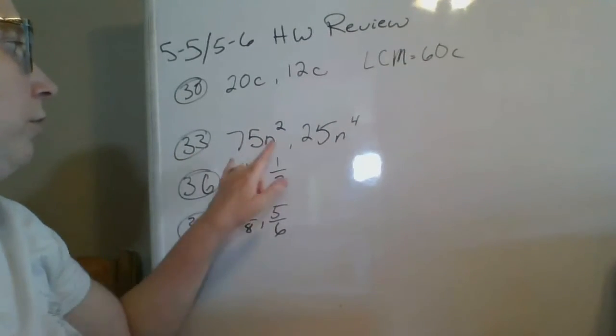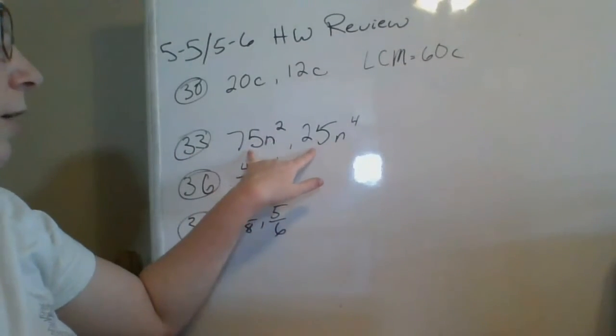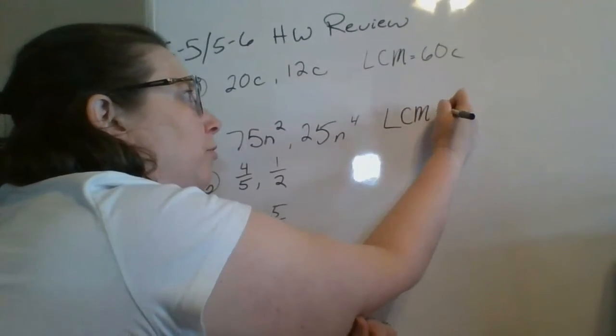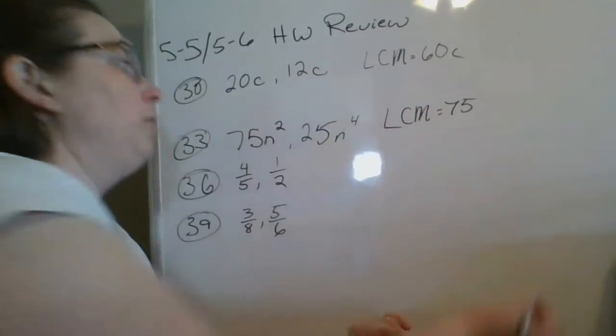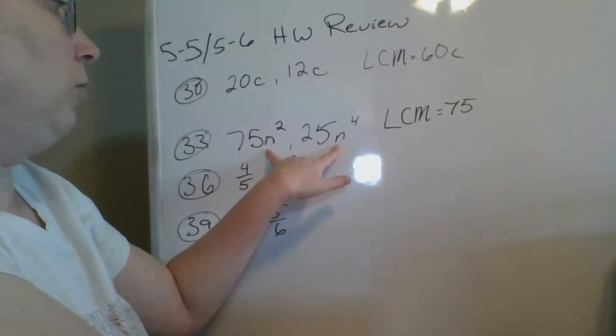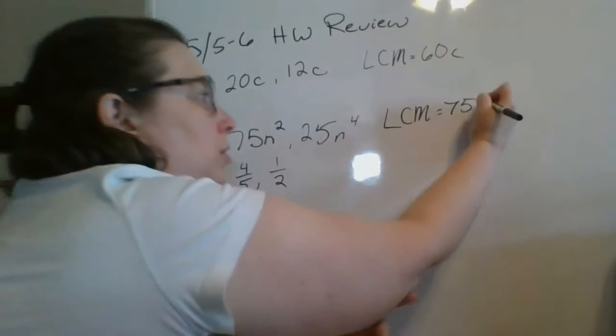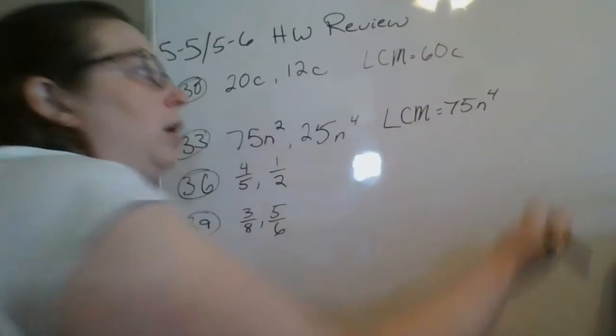With 33, 75, 25 does go into 75. So we already have our number part, which is 75. And then we look at our variables and we go with the highest exponent on those, which would be n to the 4th.